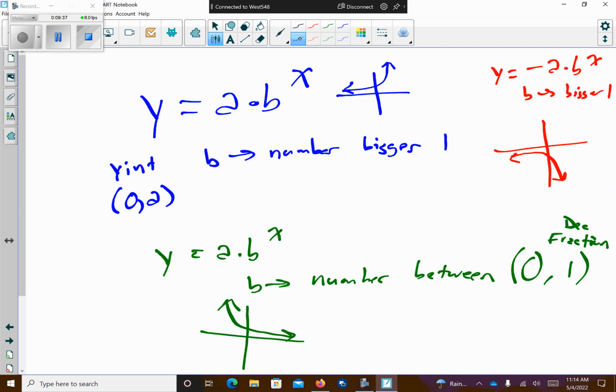And then last case, let's say I had y is equal to negative a times b raised to the x, and b is between 0 and 1. That's going to flip over the x, flip over the y. So then that's going to look like this. Okay, so just kind of some thoughts. Realize if you have negative numbers, whether it's a negative a, or if the exponent's negative, or if the b value is a small fraction, there are a few things that take place.